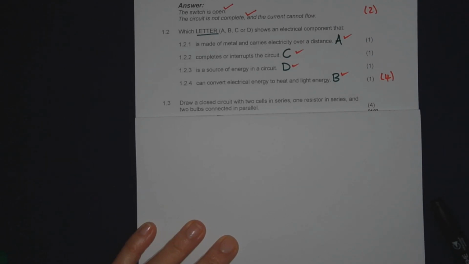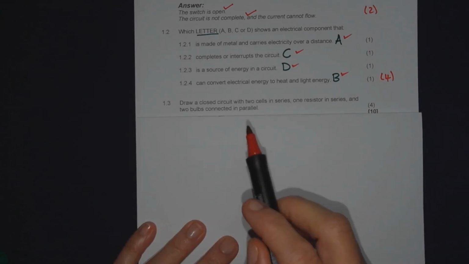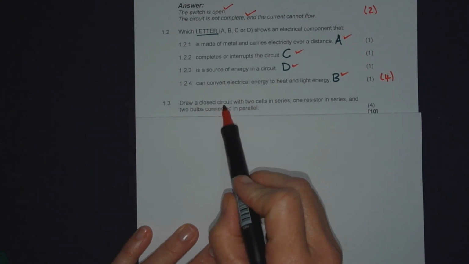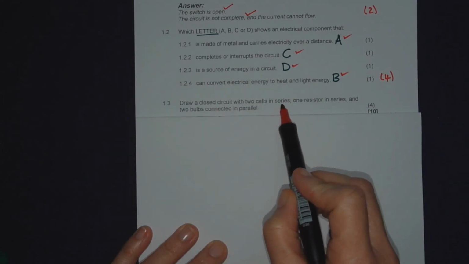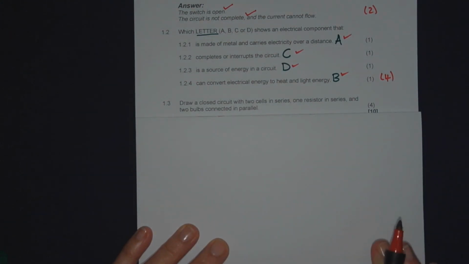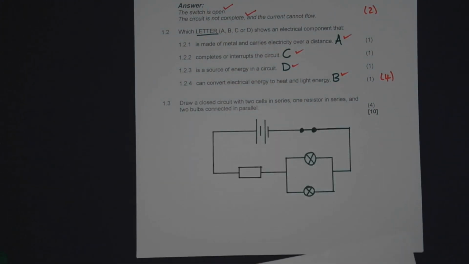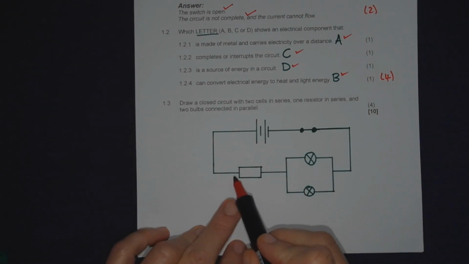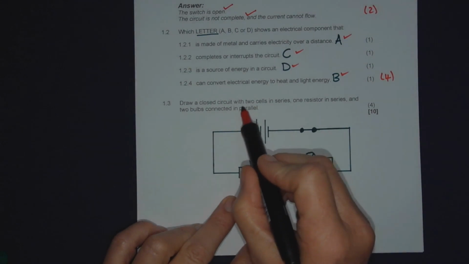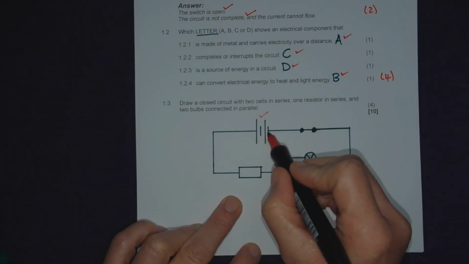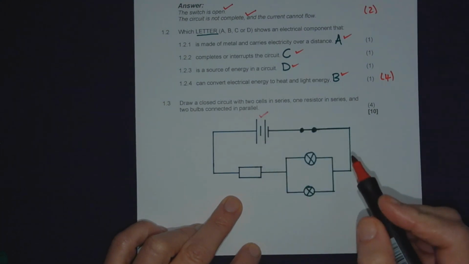In question 1.3, you have to make a drawing of a circuit diagram. Draw a closed circuit with 2 cells in series, 1 resistor in series, and 2 bulbs connected in parallel. I already made the drawing to save time. You do it with your pencil and your ruler. So you have 2 cells in series, and that is 1 mark. There's your 1 cell, your second cell, 2 cells in series.